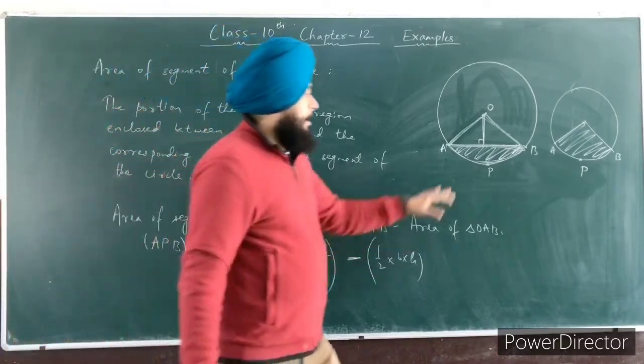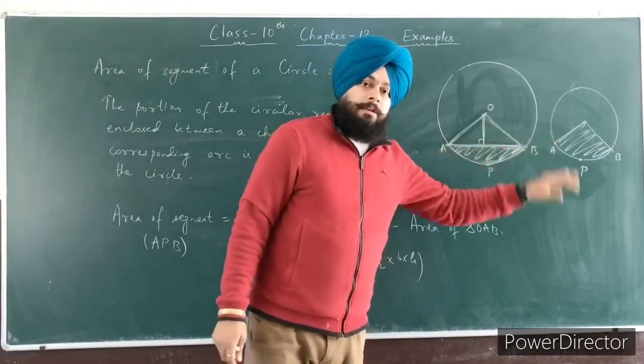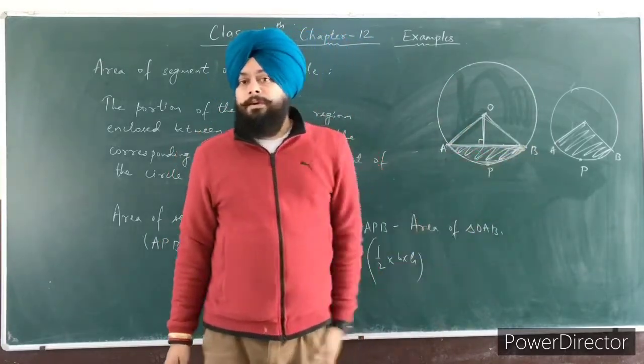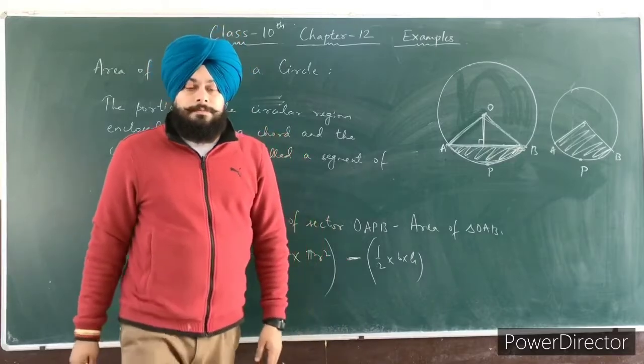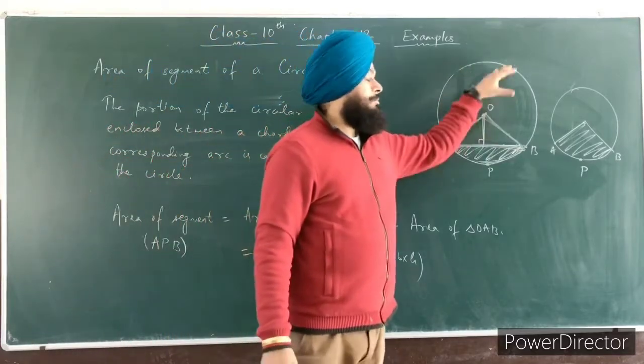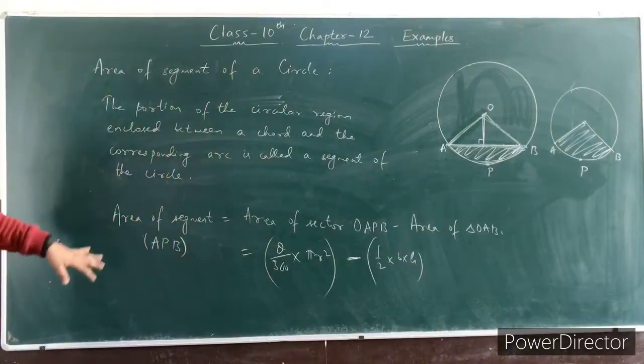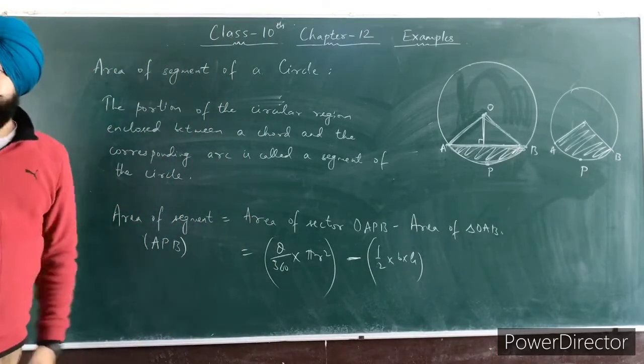If you want to find the area of the major segment, then you will subtract the area of the minor segment from the area of the complete circle. Then you will get the area of this major segment. Clear, students? So this is your formula for the area of a segment of a circle.